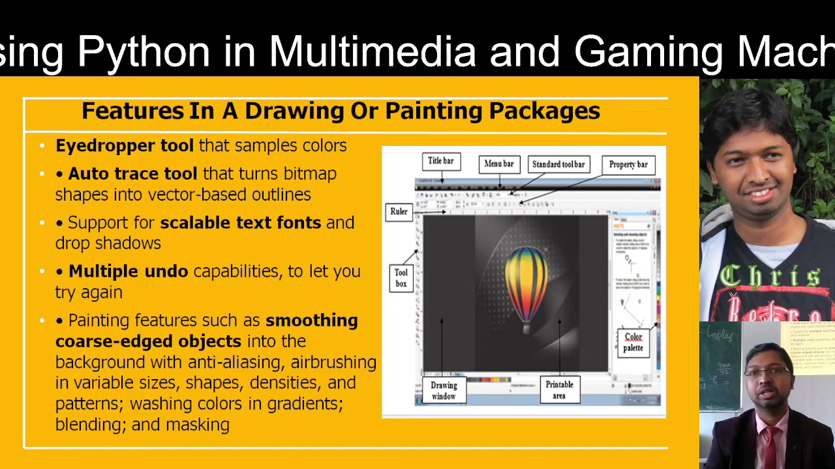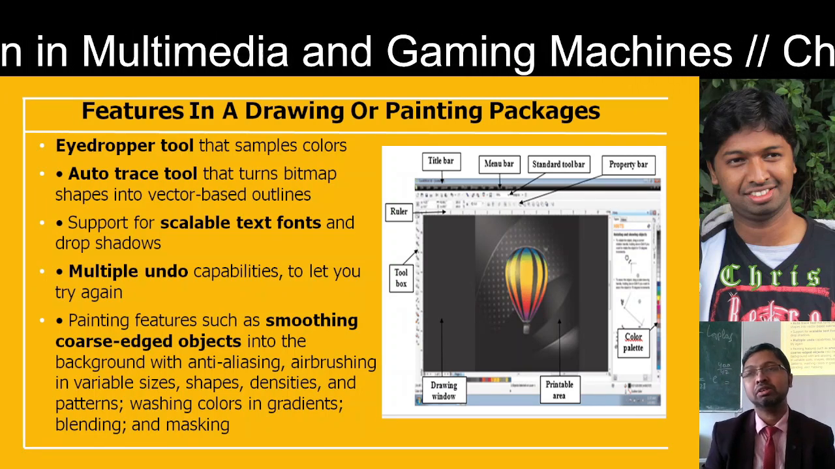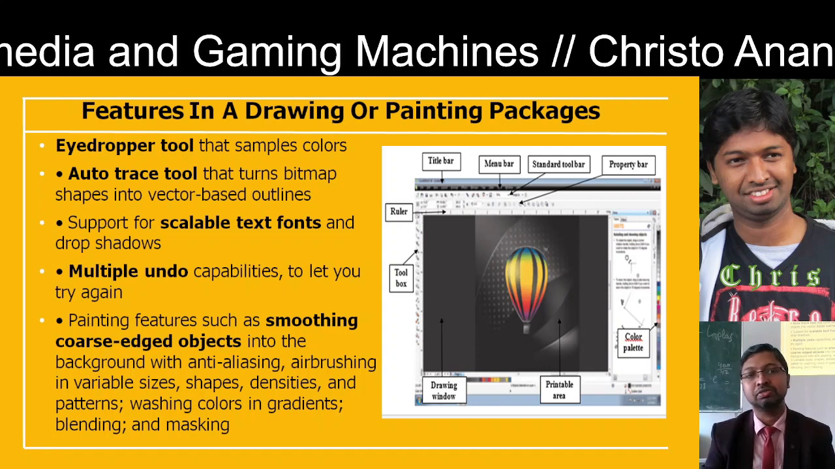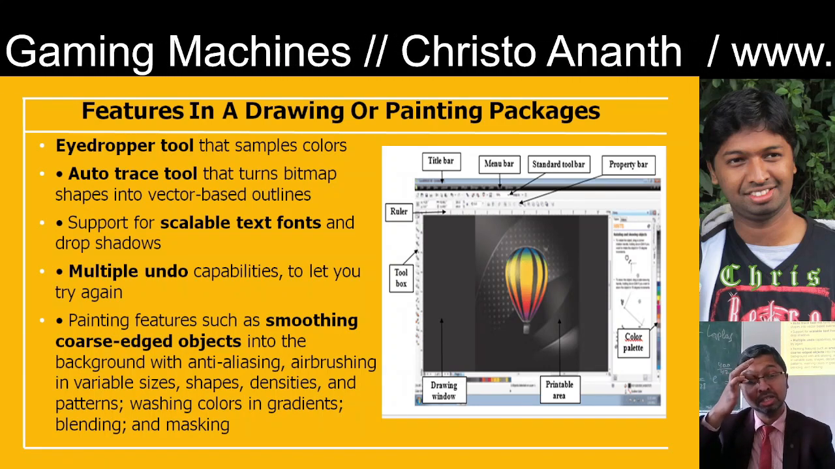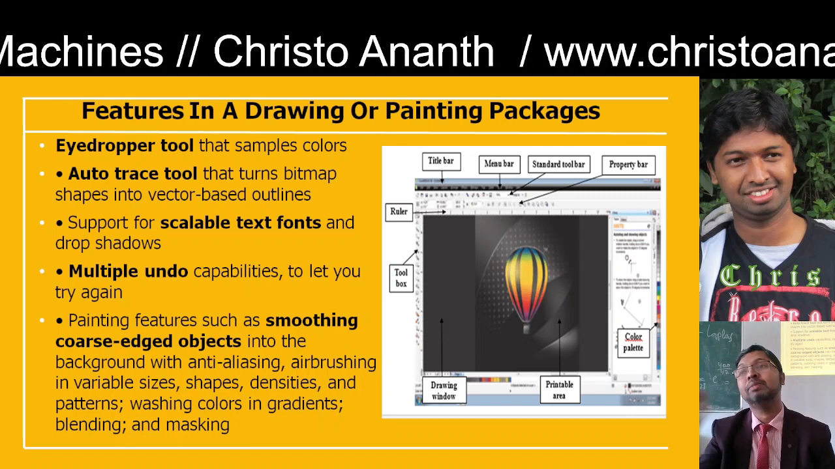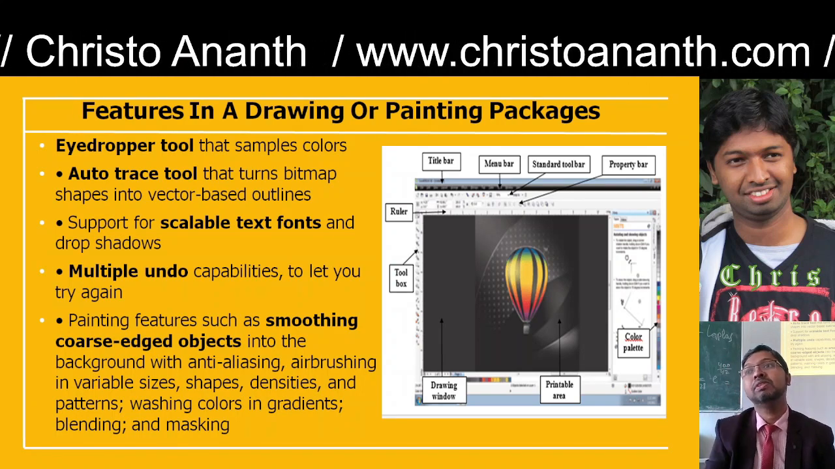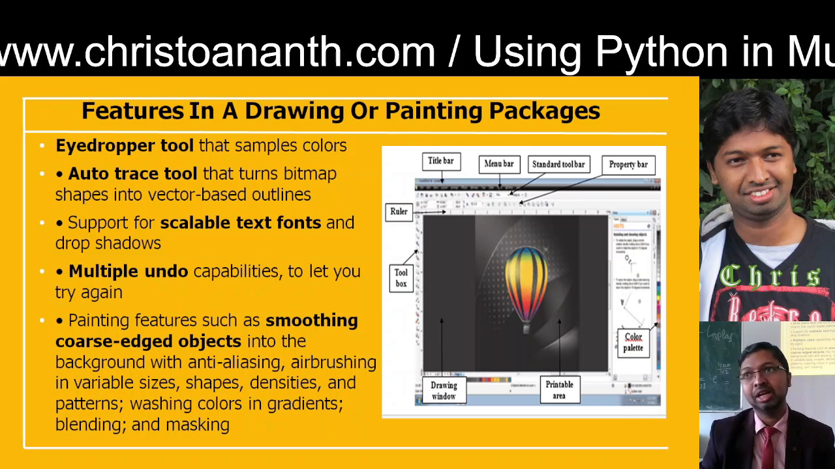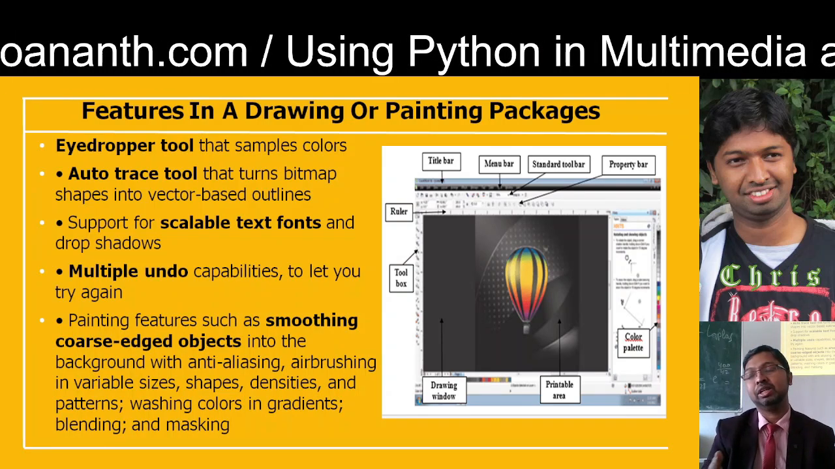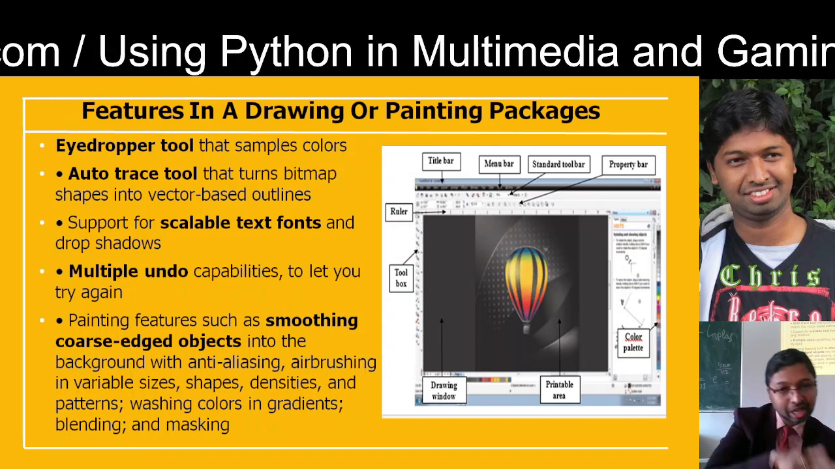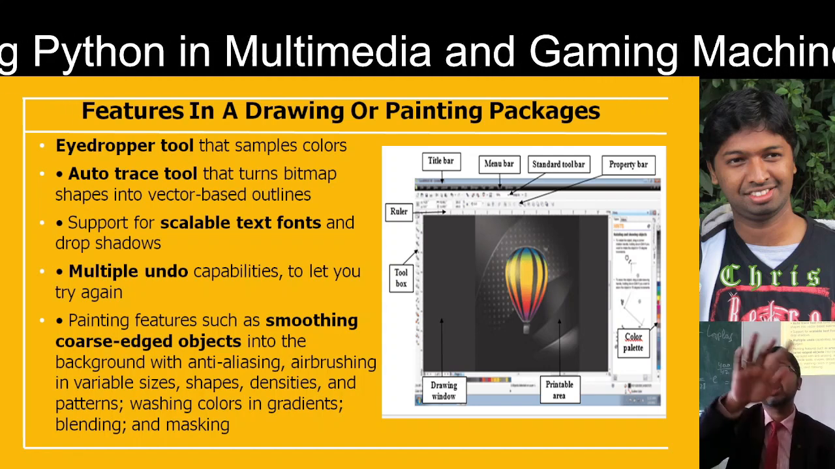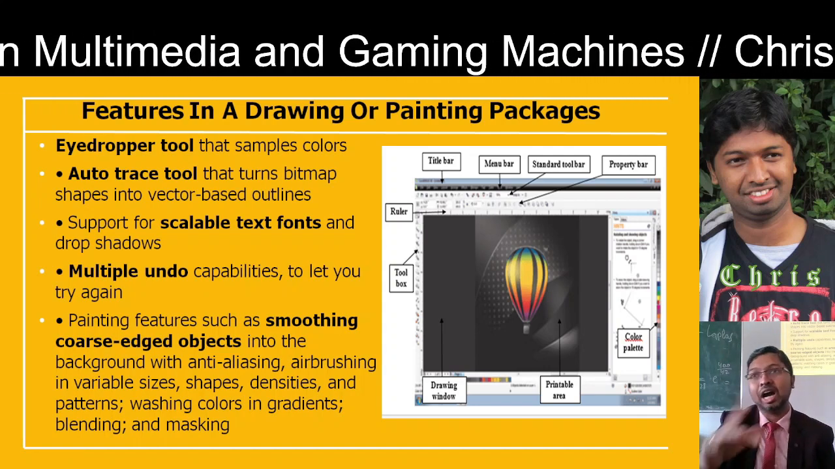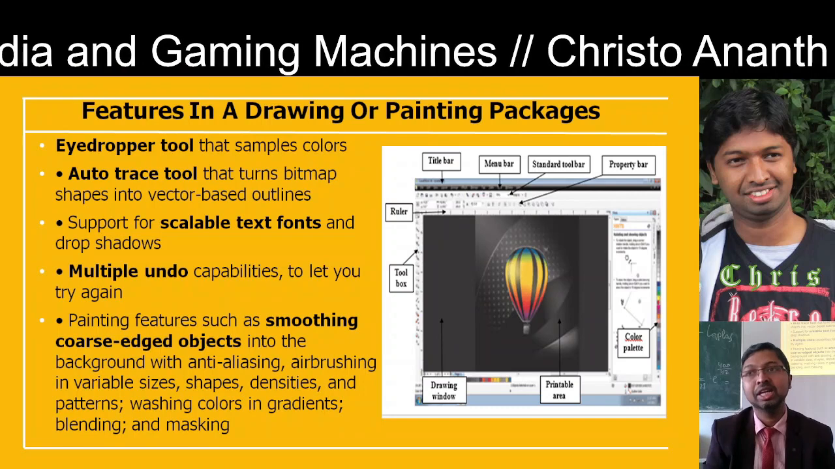vector based outlines. Okay, so here you are going to have support for scalable text fonts, and you are going to drop the shadows. For example, if you have committed any error, you can go with multiple undo capabilities that allow you to try again. For example, in the text, even if there is any problem, then you press Control plus Z, or Control plus Y, undo, redo you have. So the same thing is available.